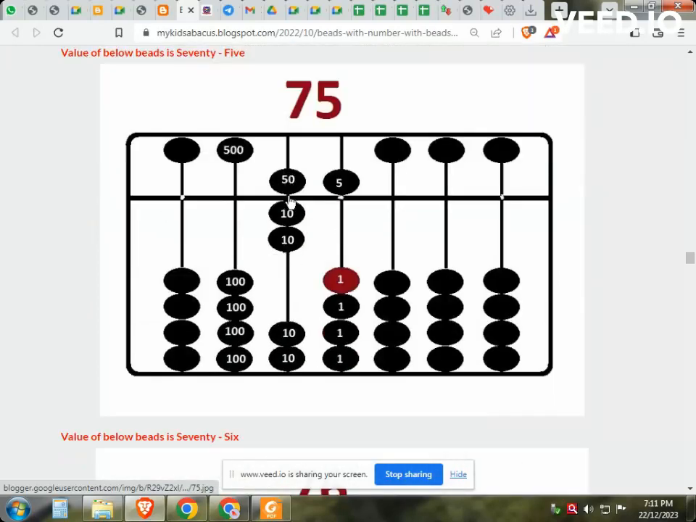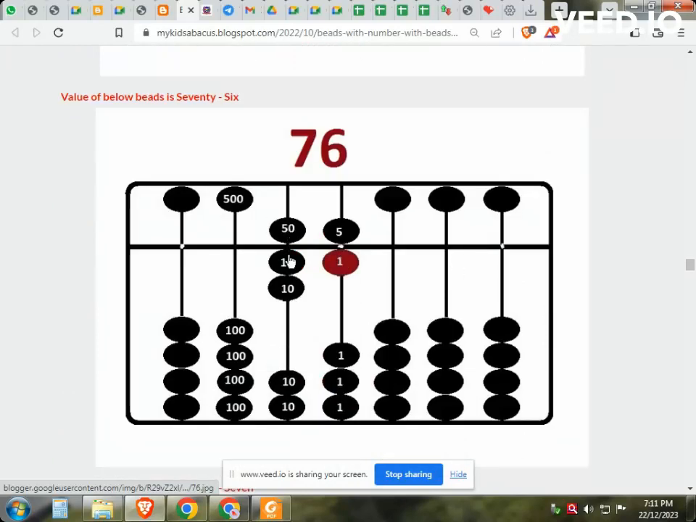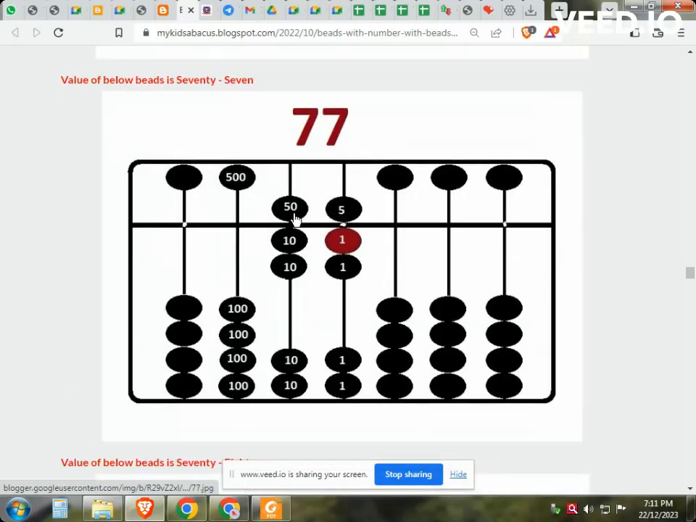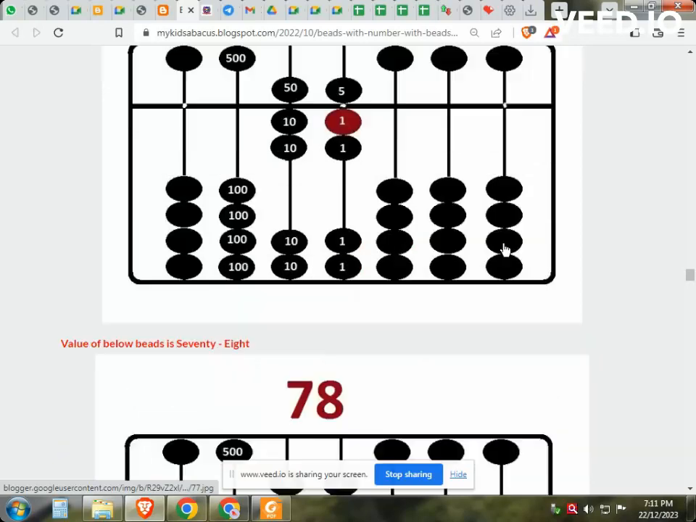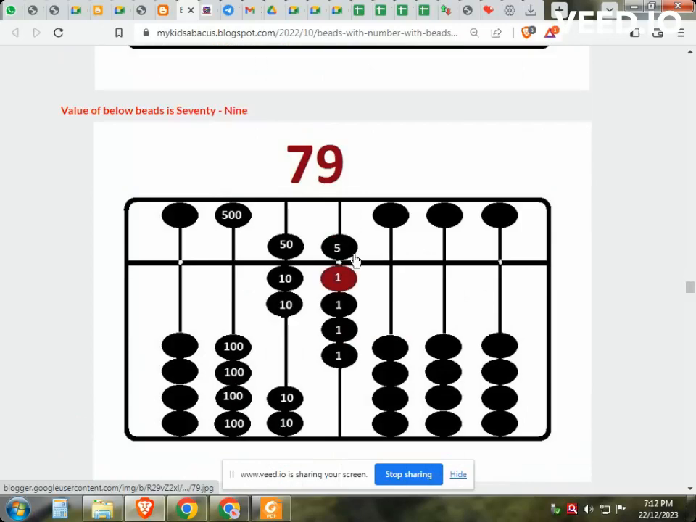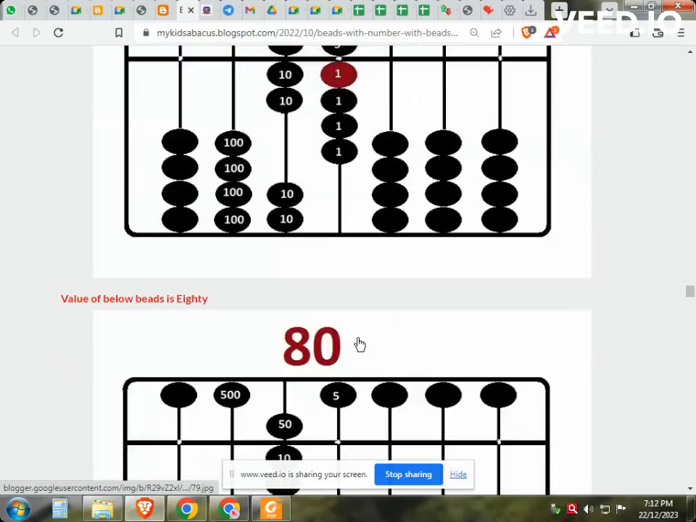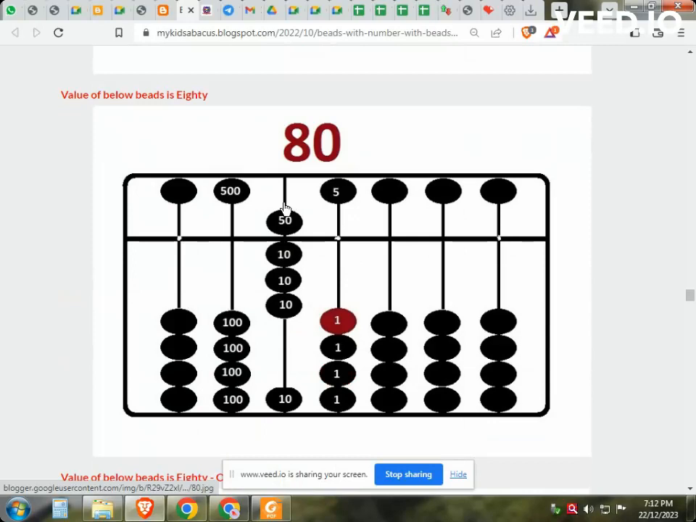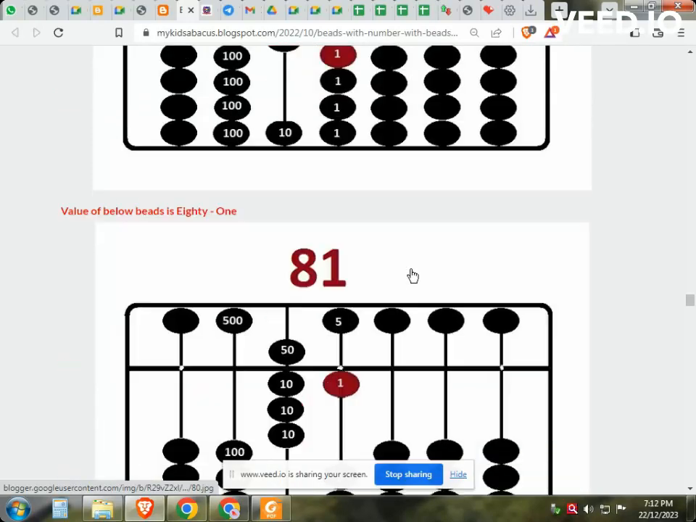This is 75, 50, 60, 70, 70 plus 5, 75. This is 76, 50, 60, 70, 75, 76. This is 77, 75, 76, 77. This is 78, 75, 76, 77, 78. This is 79, 75, 76, 77, 78, and 79. And this is 80, 50, 60, 70, 80.